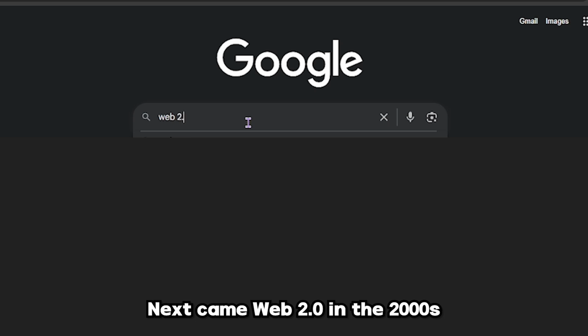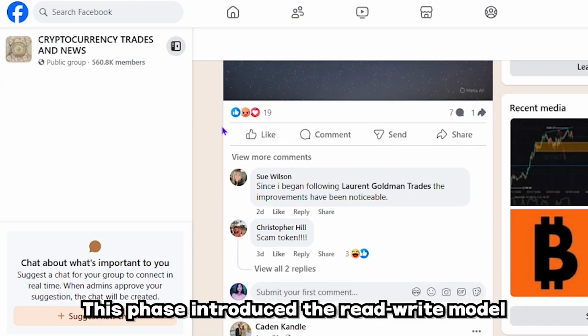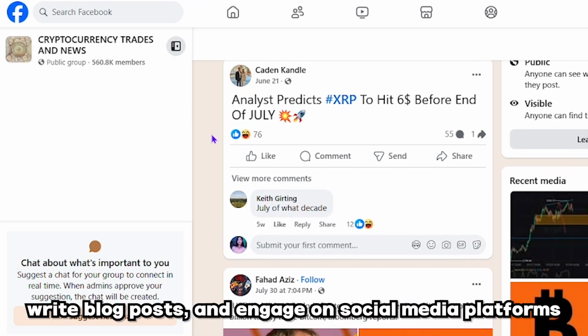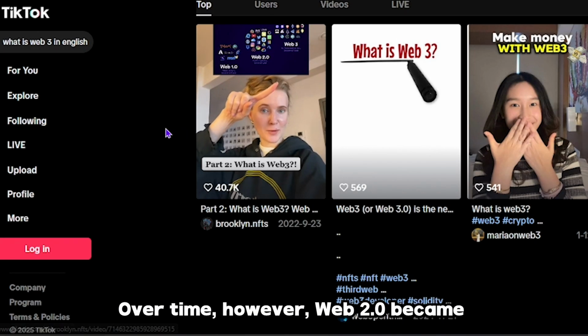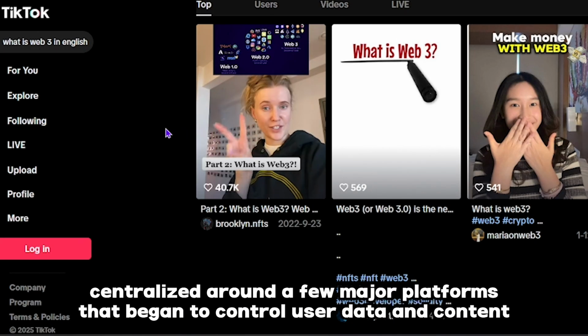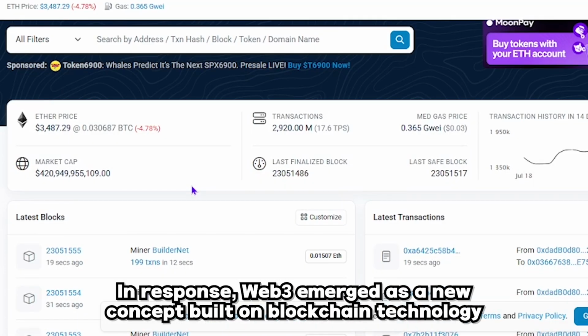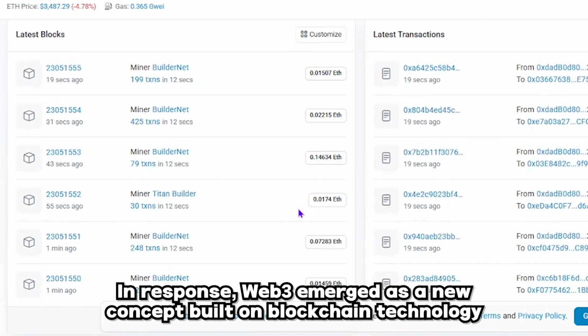Next came Web 2.0 in the 2000s. This phase introduced the read-write model, allowing users to interact with content, write blog posts, and engage on social media platforms. Over time, however, Web 2.0 became centralized around a few major platforms that began to control user data and content. In response, Web3 emerged as a new concept built on blockchain technology.